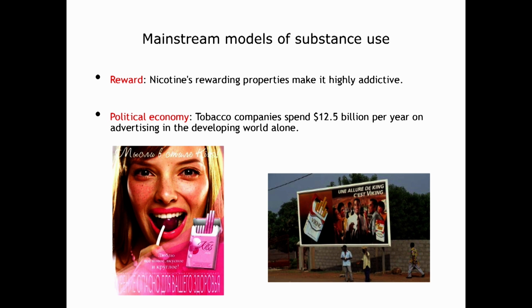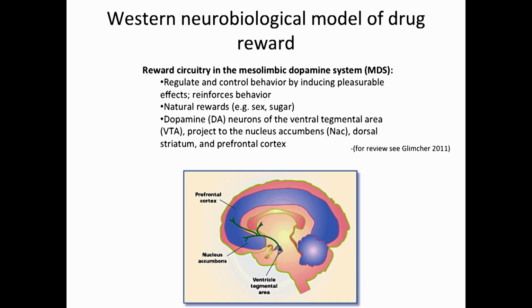So I'm just going to switch now to thinking about the reward model, because this is the mainstream biological model of drug use. But let's understand what the mesolimbic dopamine system is, what dopamine is trying to do. We have reward circuitry in the mesolimbic dopamine system, what we call the MDS, and this regulates and controls behavior by inducing pleasurable effects. It's trying to reinforce behavior.